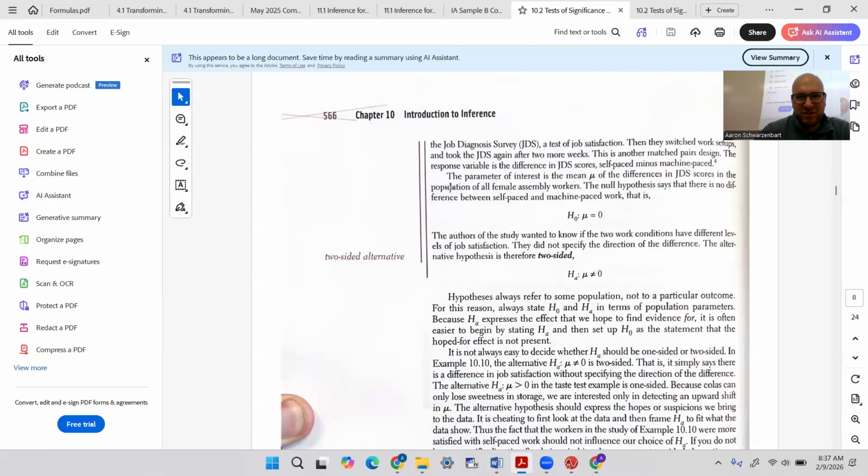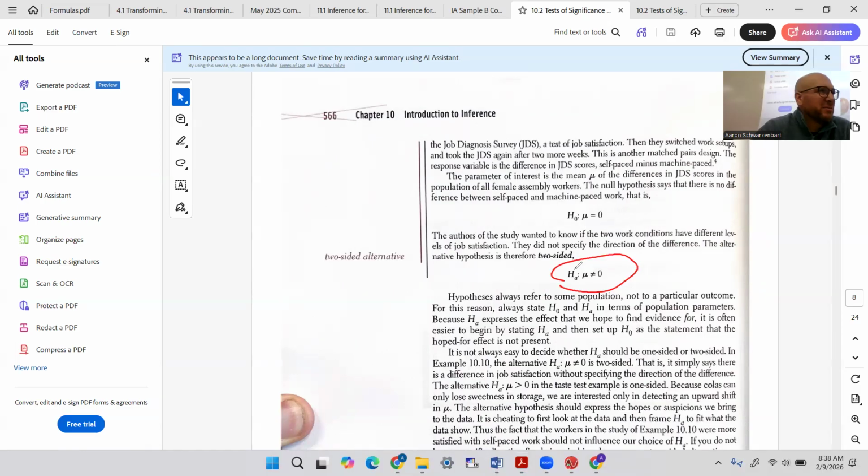so we're trying to draw conclusions about all female assembly workers. We're not going to try to generalize this to male, since the test was done on female assembly line workers. So step 1, H naught, mu equals 0. We're assuming there's no difference between the two. The alternative hypothesis is what we call a two-sided alternative. Mu is not equal to 0. We don't know which way is going to be more satisfying. You could assume self-paced, but maybe that's actually less. So we should check for not equal.